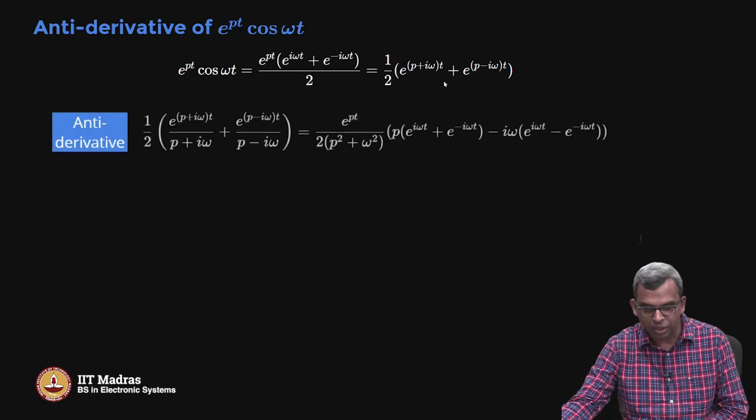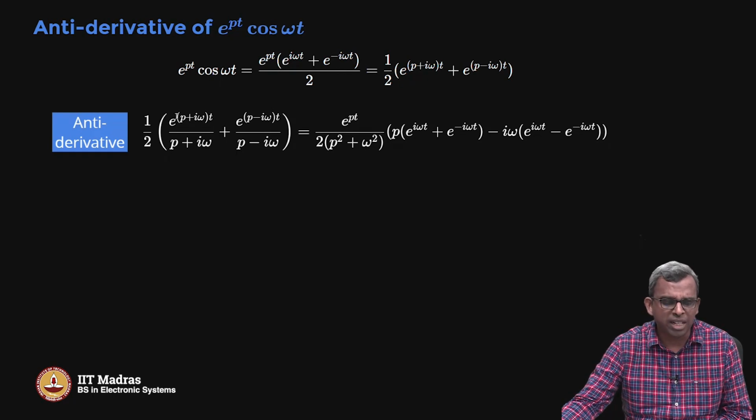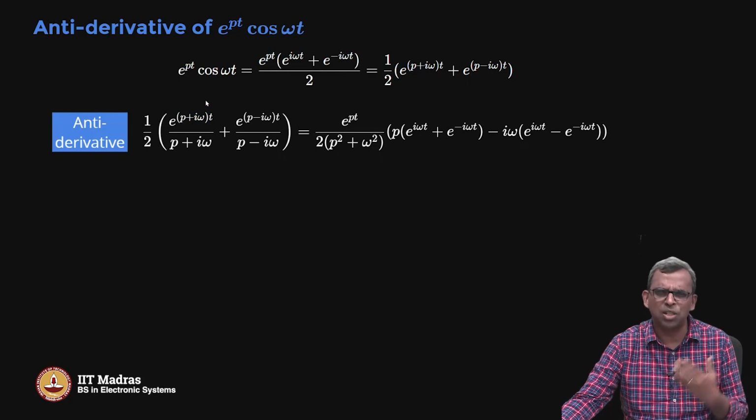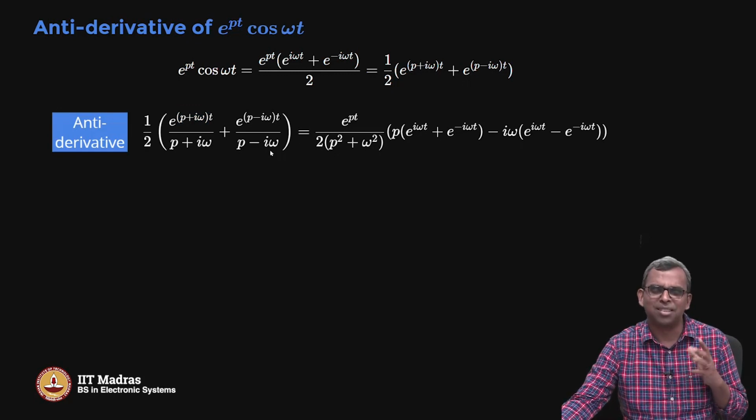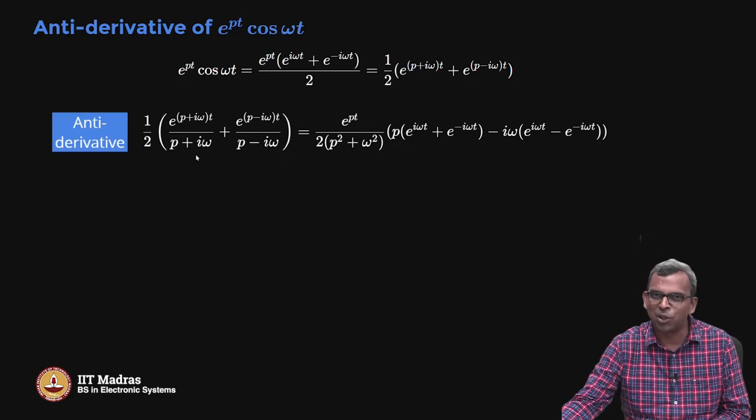The antiderivative for this is half times e power p plus i omega t divided by p plus i omega plus e power p minus i omega t divided by p minus i omega. I am almost treating this p plus i omega like it were a real number, a real constant. Okay, so that's okay. These things work out. We have not seen this in great detail, but anyway, you can hopefully believe me when I say complex numbers also work like this.